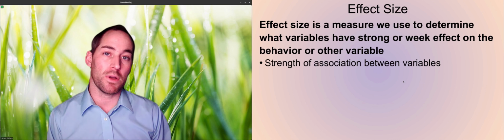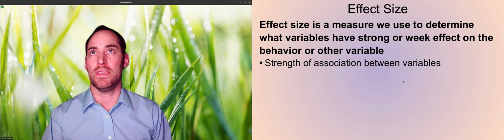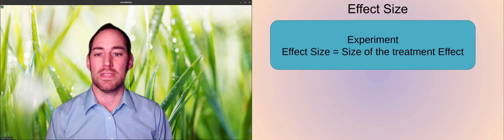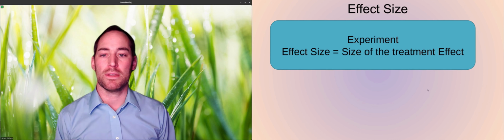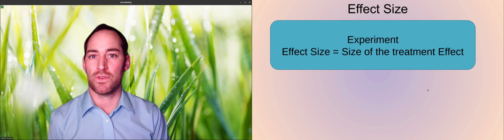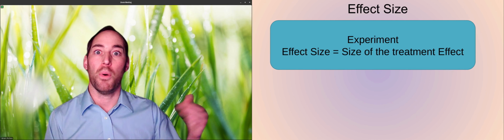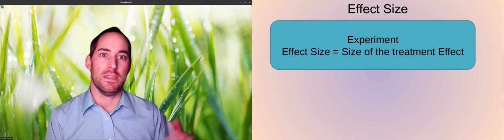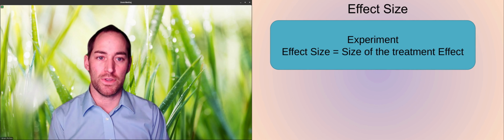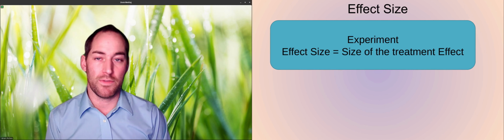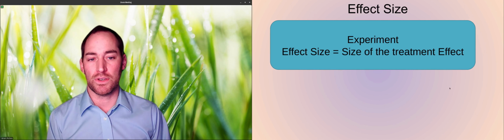When we're talking about causal data, it's the strength of the intervention, it's the bigness of the difference, that kind of thing. So in an experiment, the effect size is the size of the treatment effect. How much advantage did you get from the treatment? How many points did you score better from having 2 hours of tutoring? How much pain was relieved from the medicine? That's the effect size of the treatment effect.